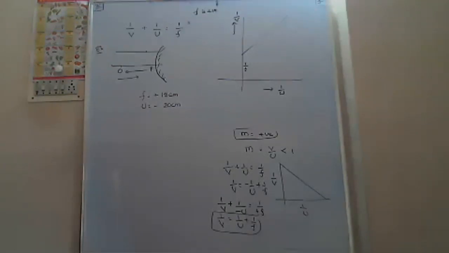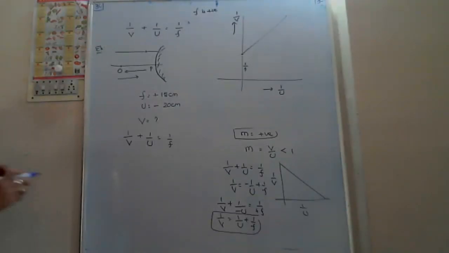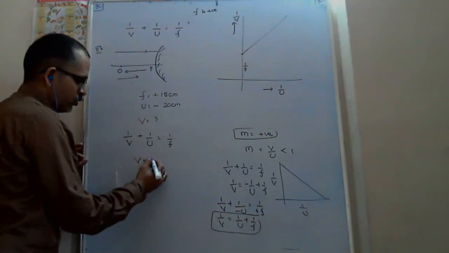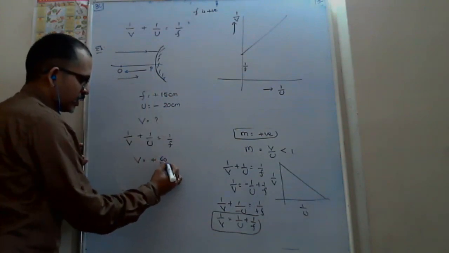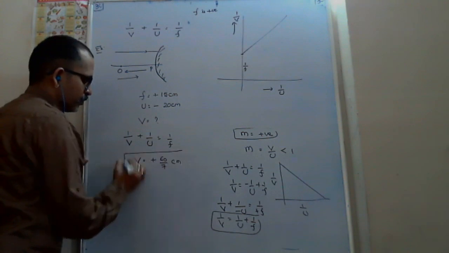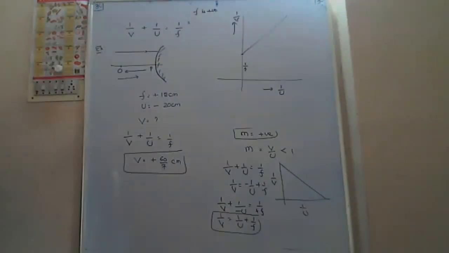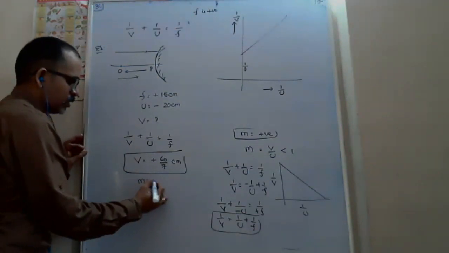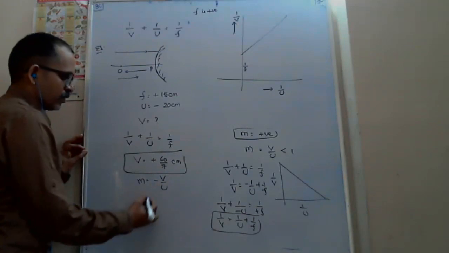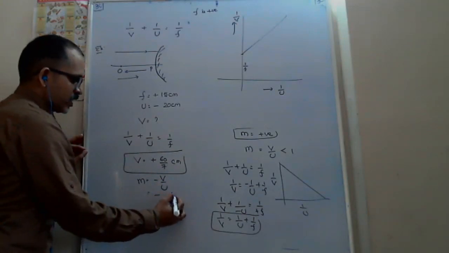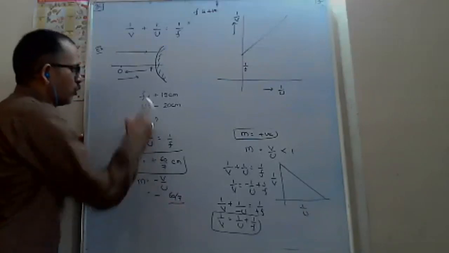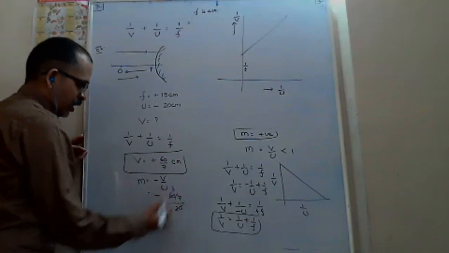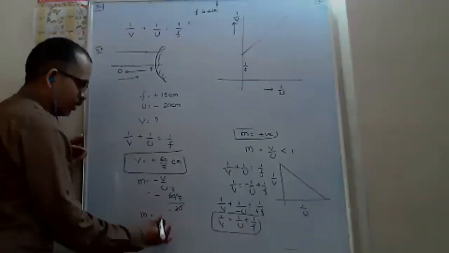What will be the image distance? After substituting the two values, V equals, finally, plus 60 by 7 centimeters. Am I right? Yes, sir. And magnification is minus V by U, which is minus 60 by 7 divided by U, again negative, minus 20. M equals, I think, plus 3 by 7.